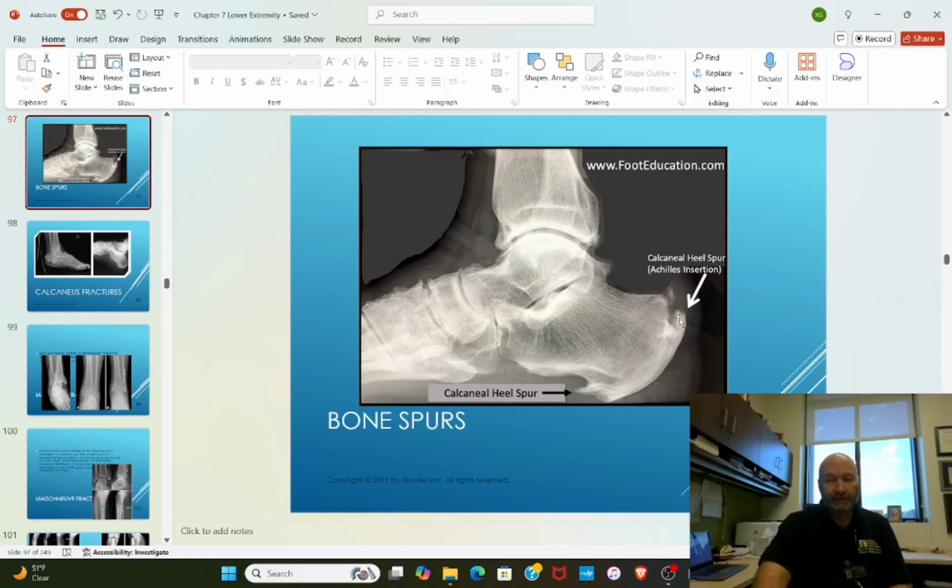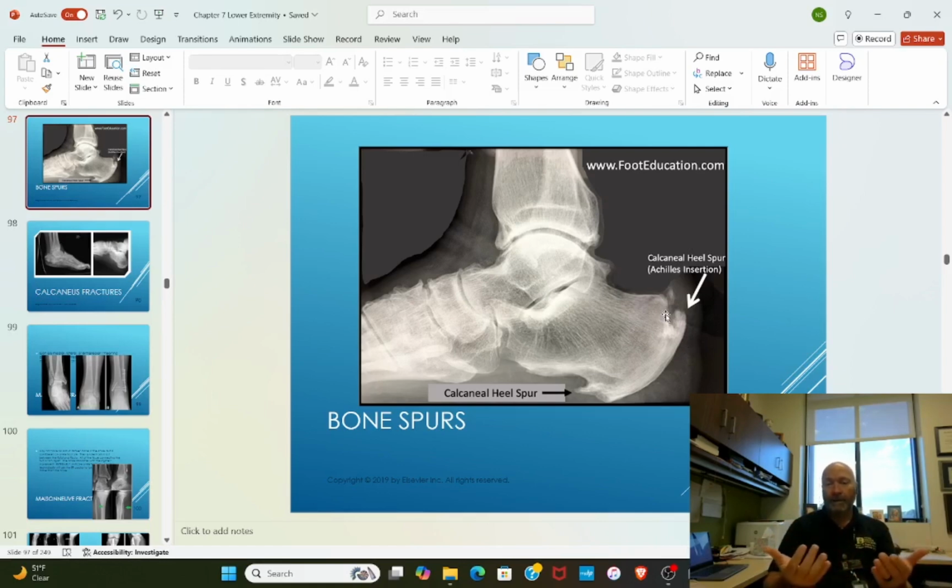So bone spurs I talked about, and that's what we're seeing here. This looks like there may be something more going on there. I don't know if the bone spur is broken off, but that's where the Achilles inserts into the heel. So I did mention that if you have a calcaneal fracture, it's going to be very, very difficult for the patient to pull their foot back, as the toes back.